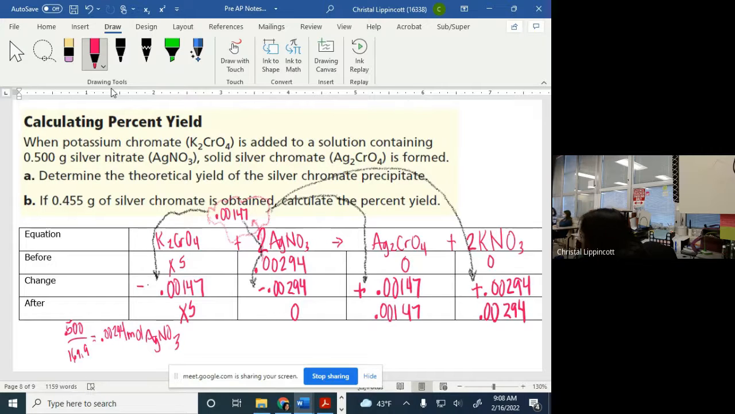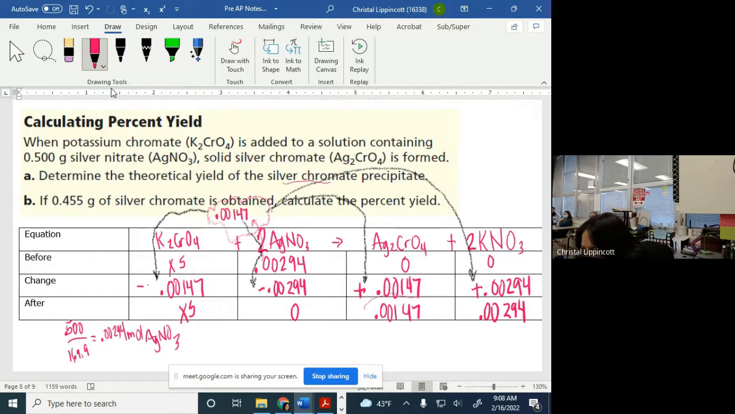Yay or nay? Good? Okay. All right. So I have figured out the moles now of silver chromate.